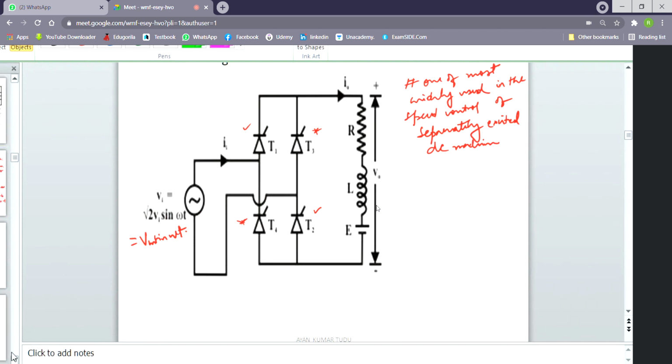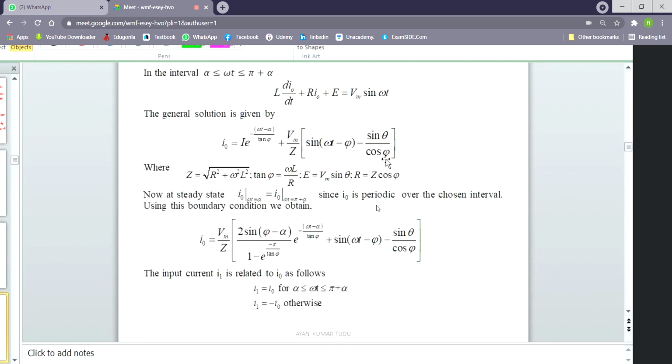So let us see the expressions. In the interval alpha less than or equal to omega t less than or equal to pi plus alpha, we can write L into di0 by dt plus R i0 plus E equal to Vm sin omega t. The general solution will be given by this. We have done it innumerable times in the previous uncontrolled cases also, so we can just apply that knowledge here to solve this equation. We get this expression where Z equal to root over of R square plus omega square L square, tan phi equal to omega L by R, E equal to Vm sin theta, and R equal to Z cos phi.